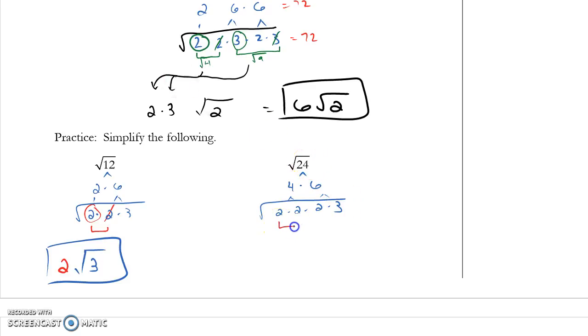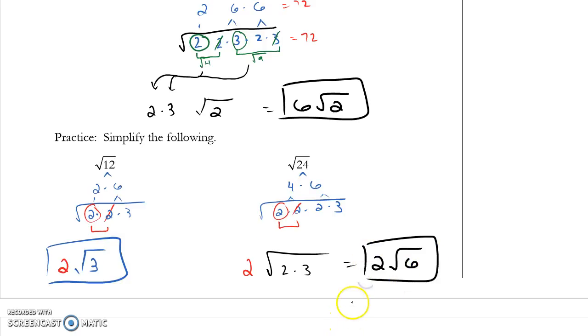I look for pairs. Pair of 2's. That's a 4. Square root of 4 is 2. But this time I have a 2 left over and a 3. So when I simplify square root of 24, I have 2 on the outside, 6 on the inside, because you multiply all of that leftovers together.